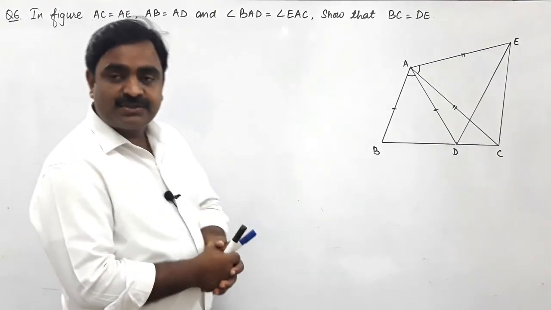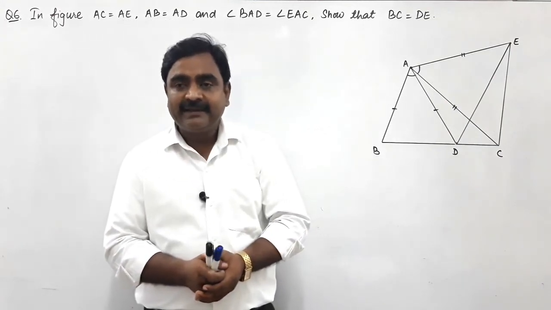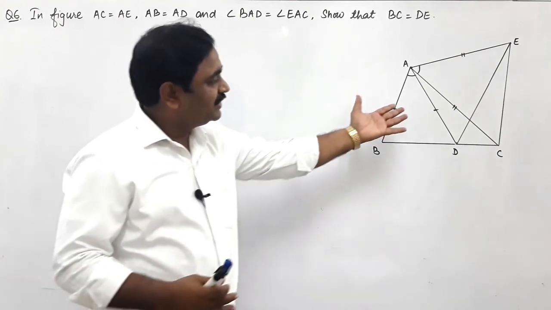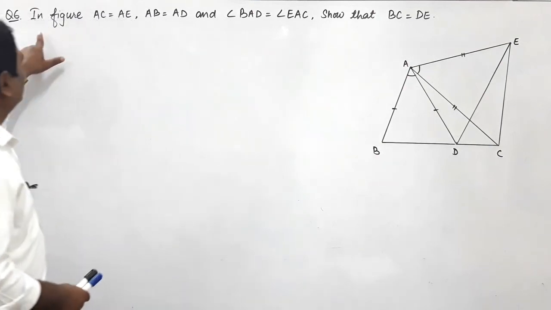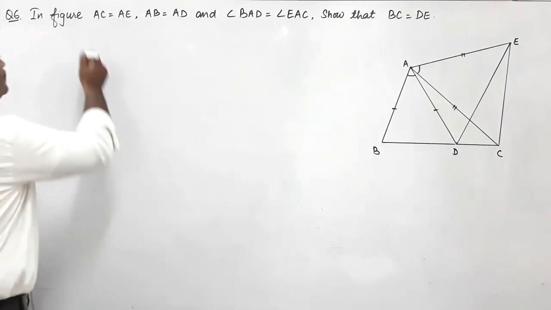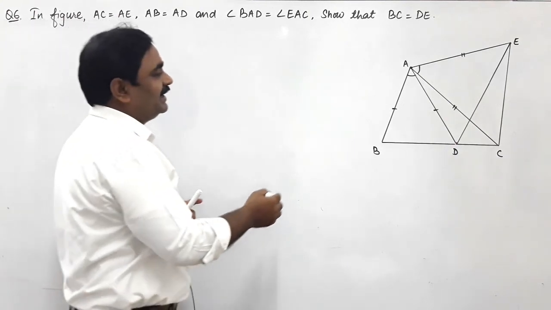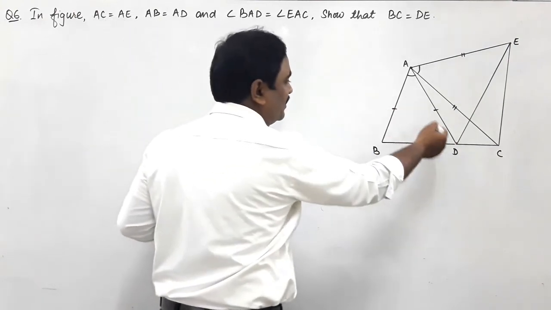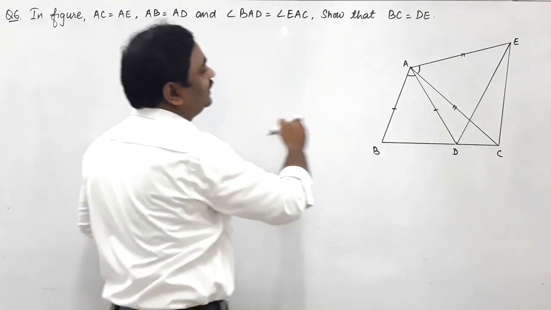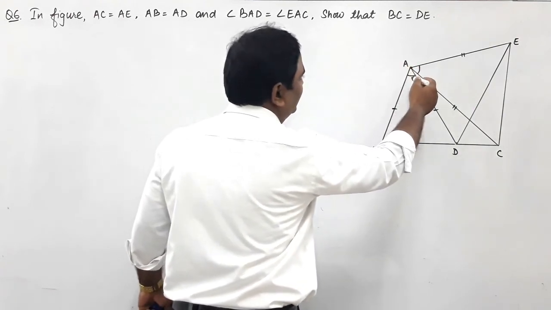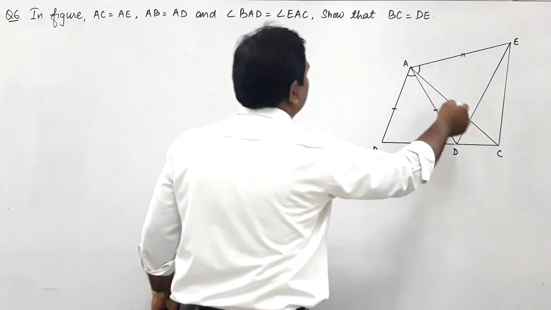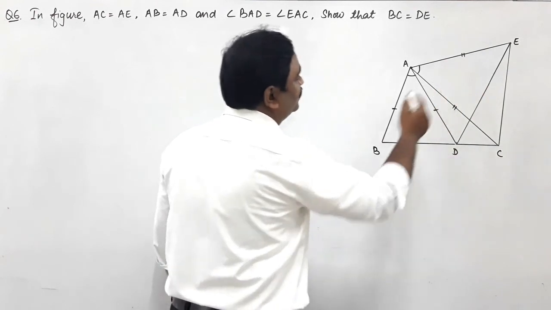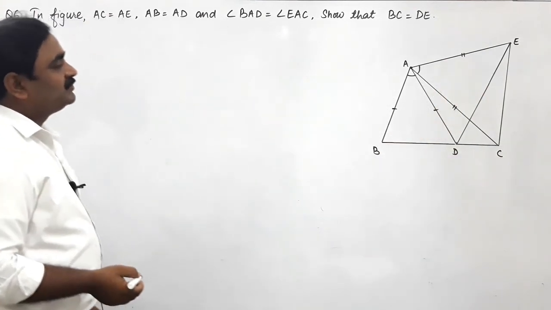So friends, you just do well and take the practice well. Just see in this figure that is given for this question. What is given? Just see in the figure, AC is equal to AE, and AB is equal to AD also, by symbol it is written, and angle BAD is equal to angle EAC. This is given, so that BC is equal to DE. We are going to prove it, right?